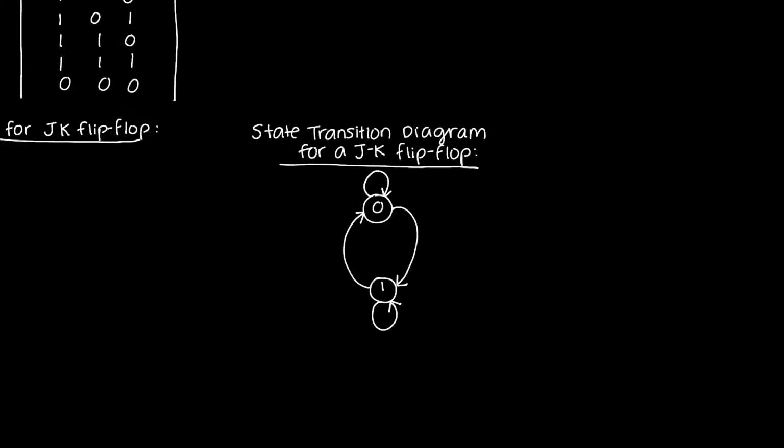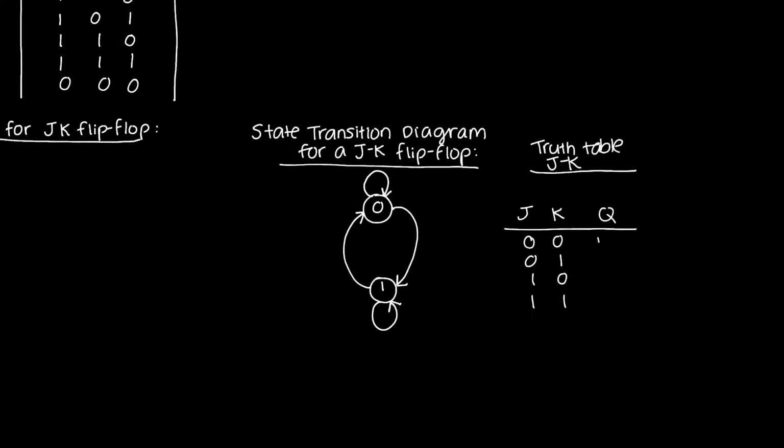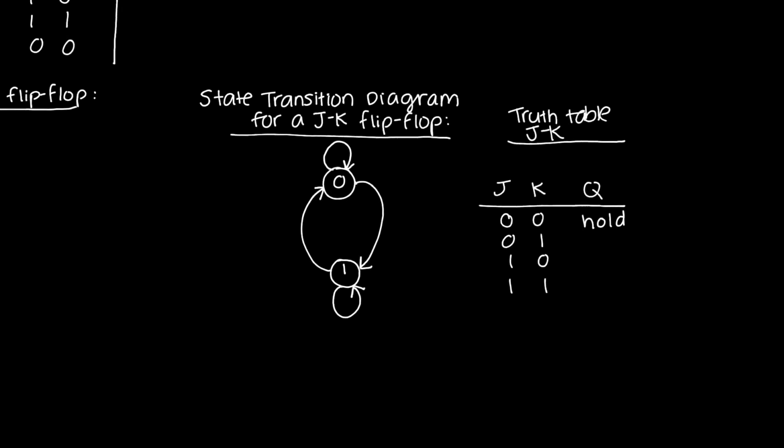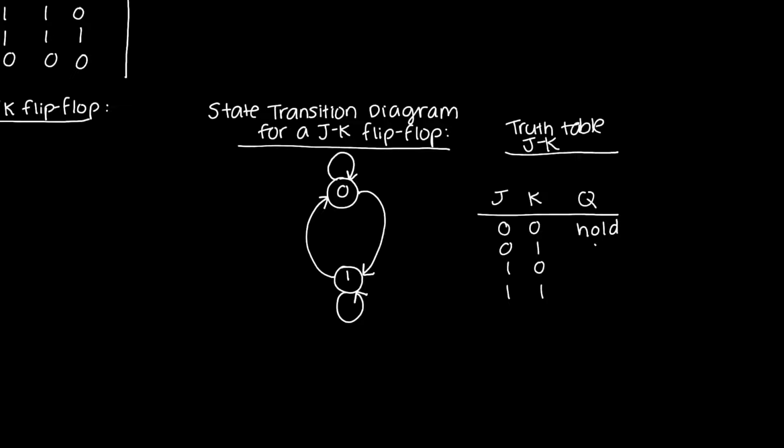But these are not unconditional transitions like we've been used to seeing. These are conditional transitions. So it depends on what the values of J and K are. So let's write out the truth table. So for a JK flip-flop, I have the hold condition, I have the reset condition, I have the set condition, and I have a toggle condition.